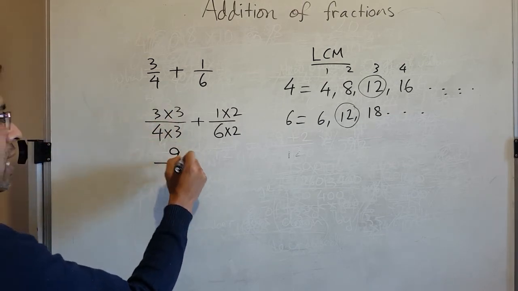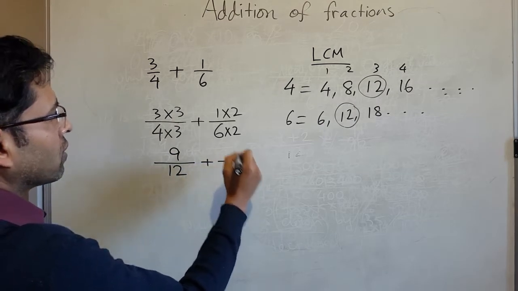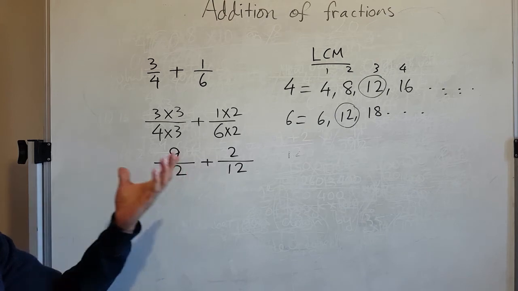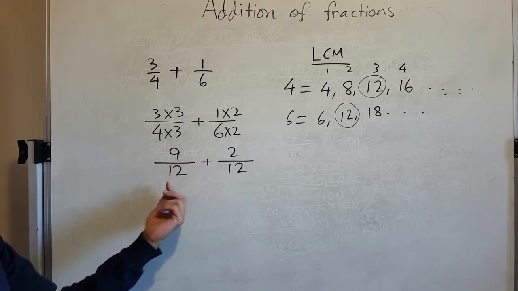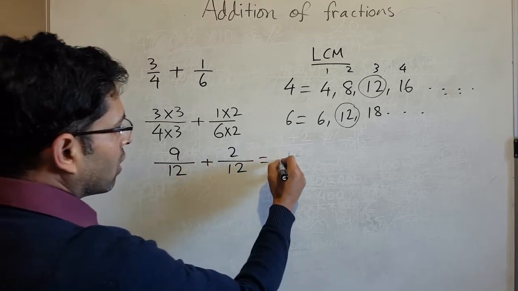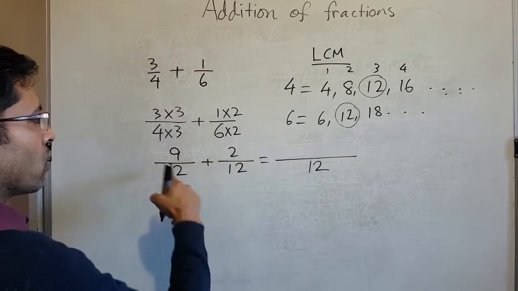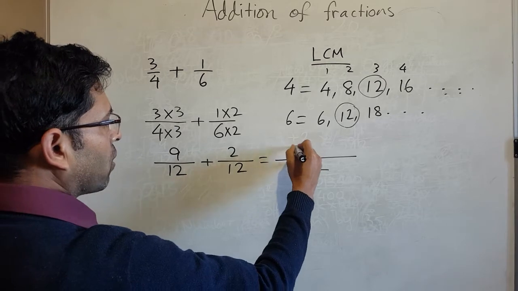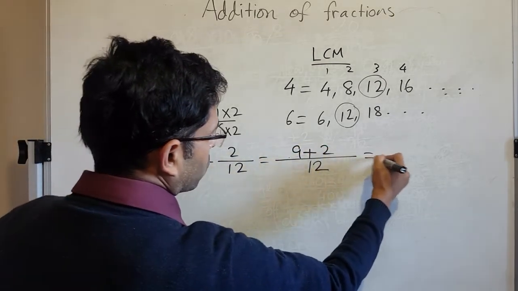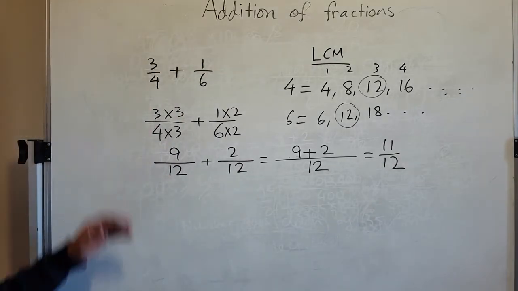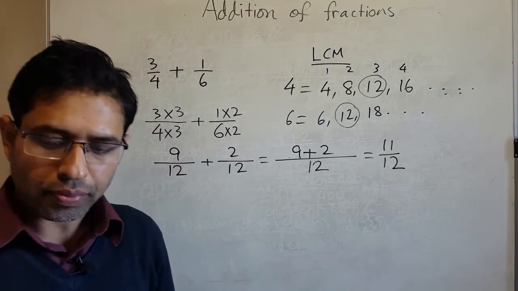3 times 3 is 9, plus, 2 times 1 is 2, over 12. So the first job is done. We already have the same denominator now. We just keep that denominator the same, it's the common denominator. Now we just need to add 9 plus 2, which is 11 over 12, and this is the answer for this addition of fractions.